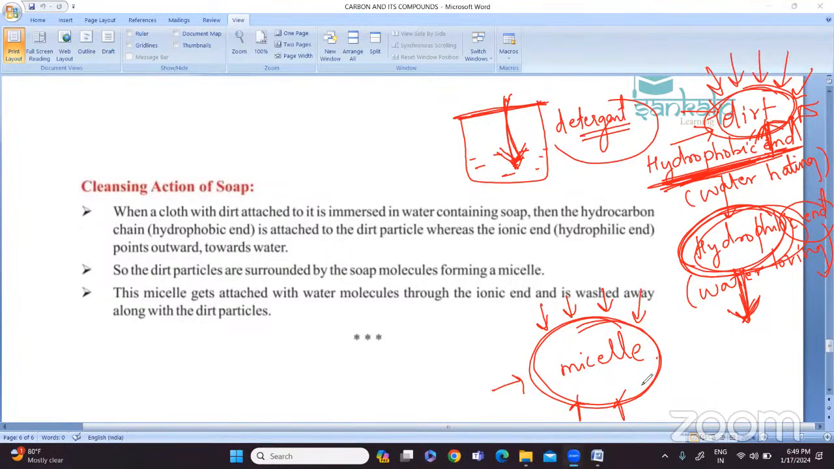Fine. So this micelle gets attached with the water molecules through the ionic end, and is washed away along with the dirt particles. So the hydrophobic end gets attached to the dirt and forms a micelle. Now this micelle gets attached to the water molecules through an ionic bond, and whatever dirt is there will get washed away. Got it? So this is the cleansing action of soap.